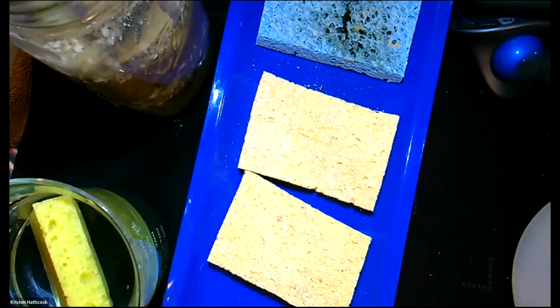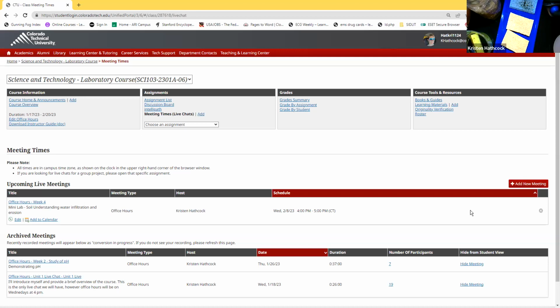So I'm going to go ahead and switch screens. Hopefully you'll see the right screen. You guys should be looking directly at the classroom. Is that correct? Yes. Let me know if it is.